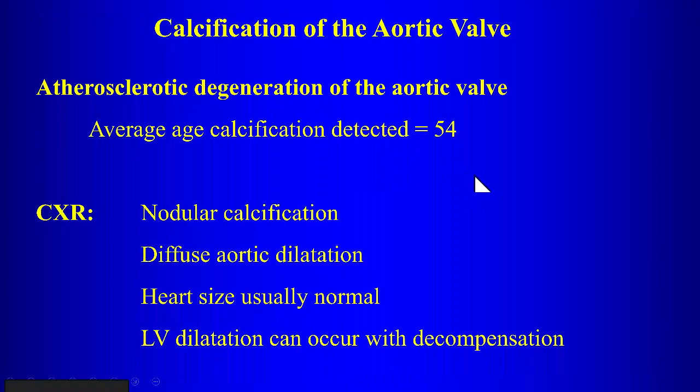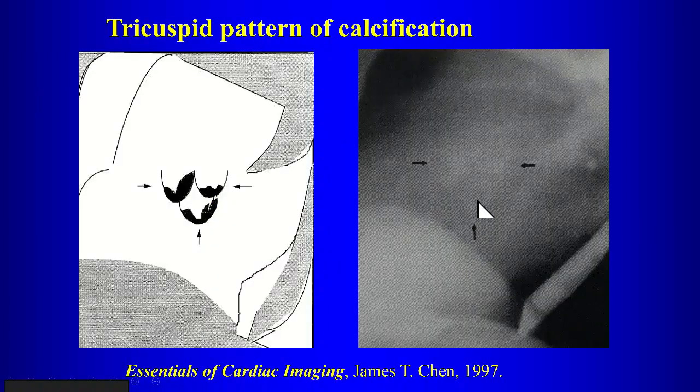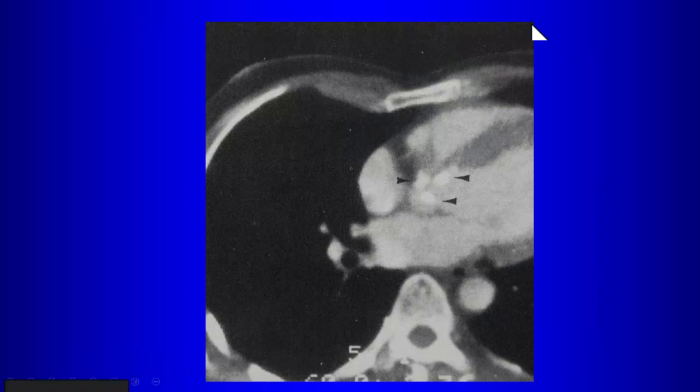So atherosclerotic degeneration of the aortic valve, of a tricuspid aortic valve, is the most common cause of aortic valvular stenosis. So these patients develop calcification somewhat later. So they can have nodular calcification, they can have dilatation of the aorta, poststenotic dilatation. The heart size is usually normal. With decompensation, though, that's when you start to get left ventricular dilatation in these cases. So this is a tricuspid pattern of calcification, 3 nodular calcifications here, telling you that's a tricuspid pattern of calcification of the aortic valve.